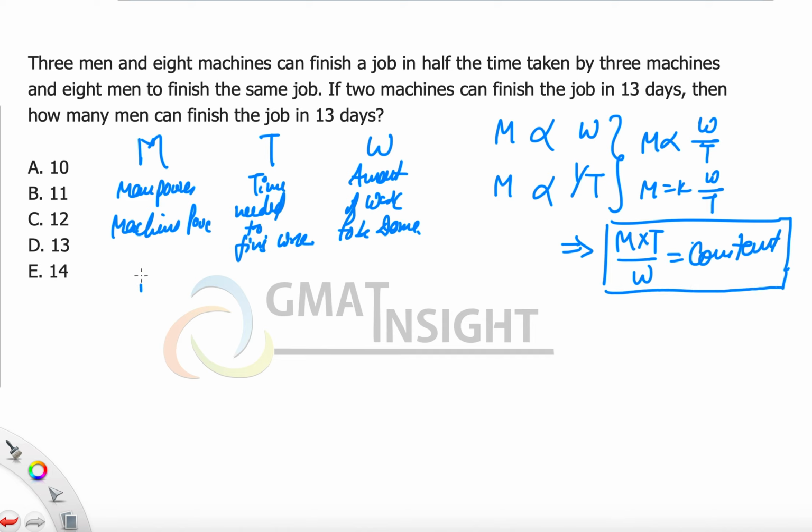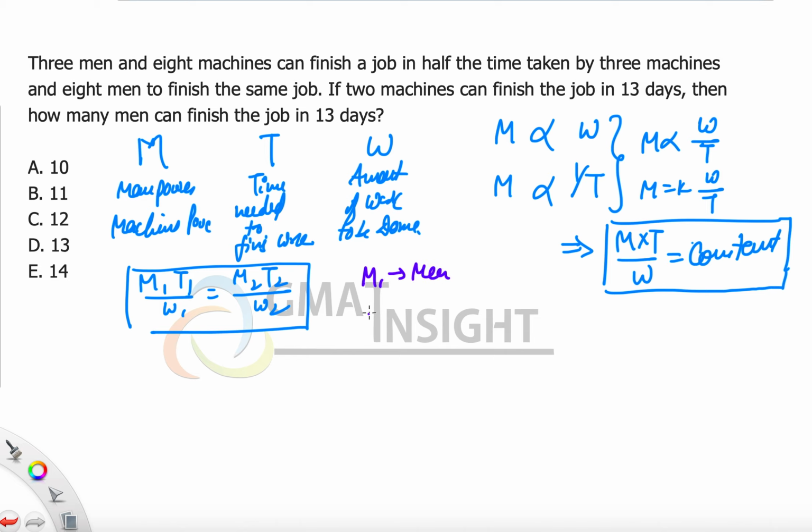We apply it in this way: in the first case, M1 T1 over W1 will be the same as the manpower in the second case, the time in the second case, and the work in the second case. That's how we apply this concept. So let's quickly look at this question and simplify this. 3 men and 8 machines. We have several men and several machines. Let's assume M1 is representing the efficiency of men and M2 is representing the efficiency of machines.